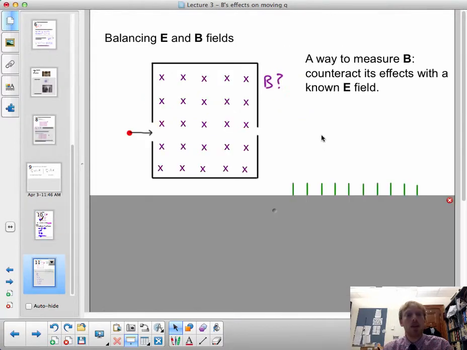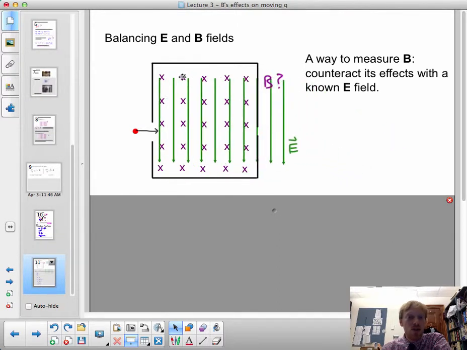Great. One last example that I'd like to talk about: as we just said, if a charge enters a region of magnetic field, it begins undergoing circular motion. So this would begin to make a semicircle once it entered the region of the magnetic field. But there's a way that you can measure unknown magnetic field strengths, and a good way to do that is to balance the magnetic field with a known electric field.